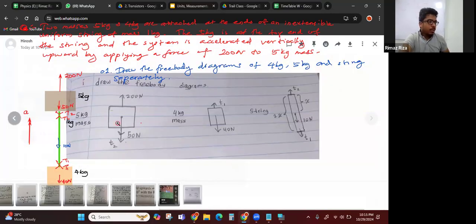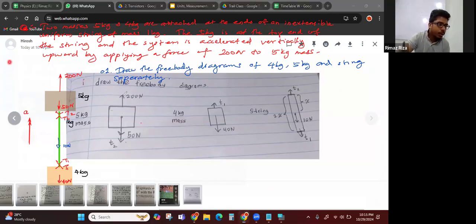Okay, so this is the answer of one of the students. Let's examine this. Okay, so the 5 kilogram mass. We have the 200 Newton force vertically upward, right? That is correct. The 200 Newton force will be there. So this is correct.